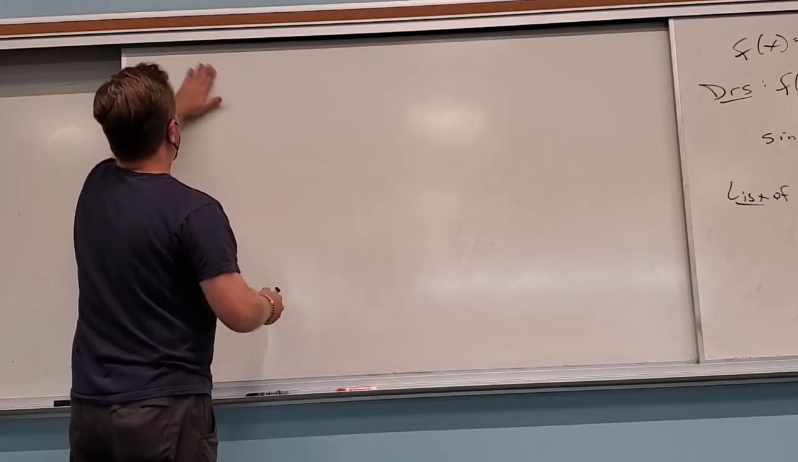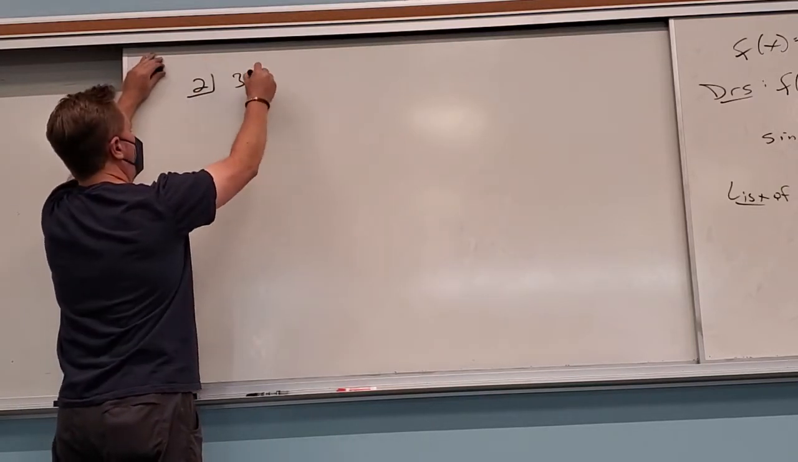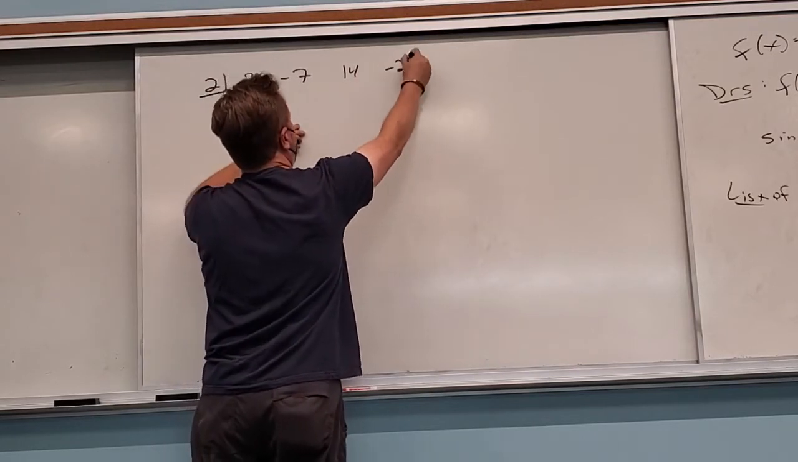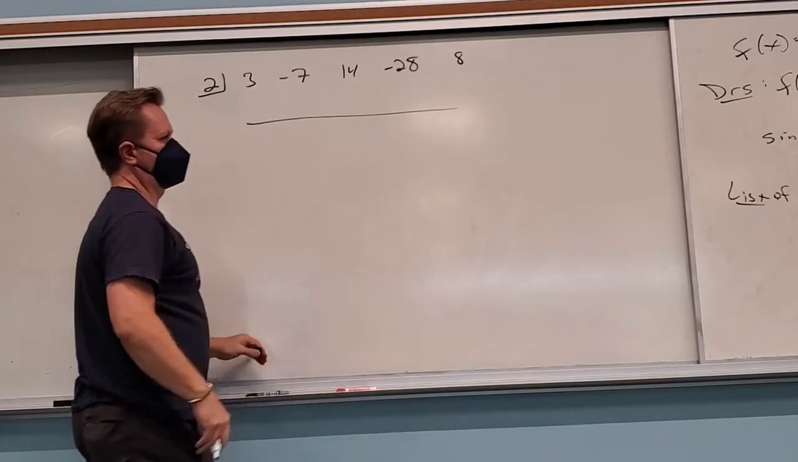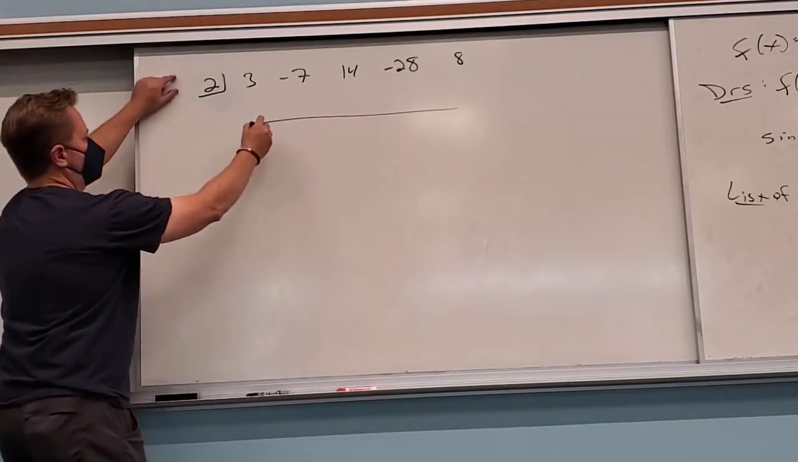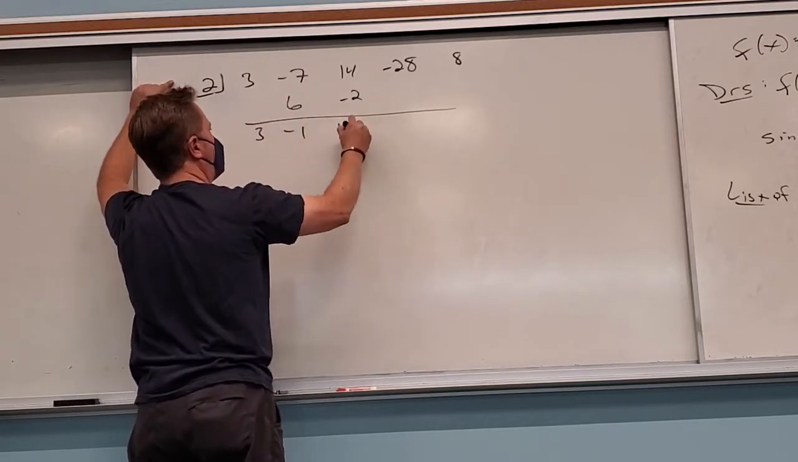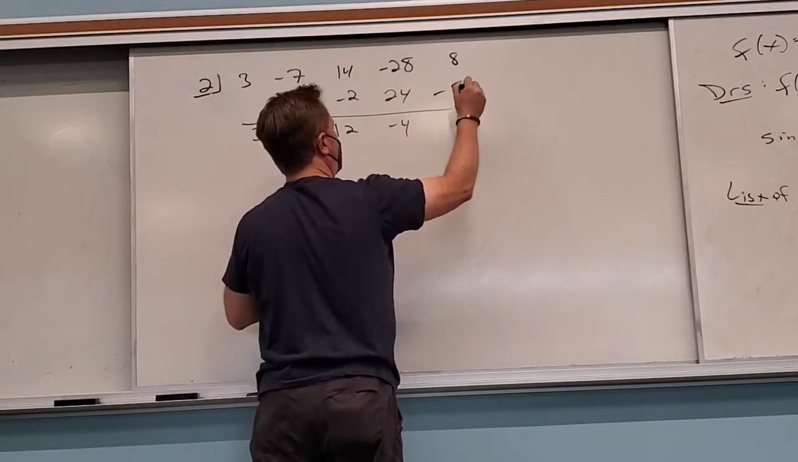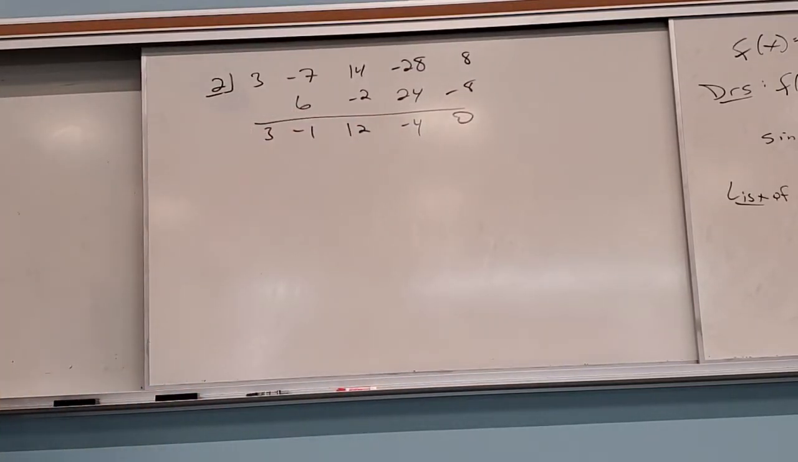Let's see, 2. So 3, negative 7, 14, negative 28, 8. So let's see, 3, multiply, add, multiply, add, multiply, add, multiply, add, sweet! You got another one? Yeah.